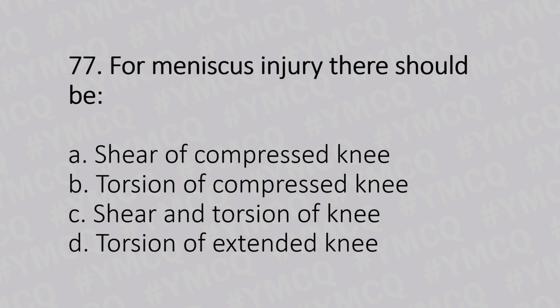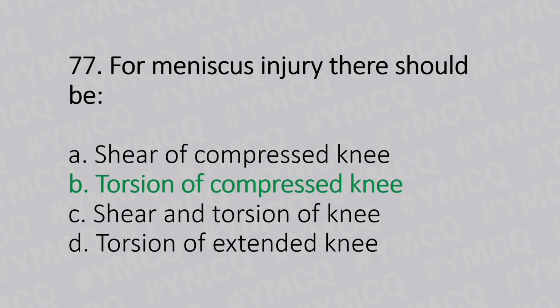Moving to our 77th question. For meniscus injury, there should be: option A, shear of the compressed knee; option B, torsion of the compressed knee; option C, shear and torsion of the knee; option D, torsion of the extended knee. And the answer is option B, torsion of the compressed knee.